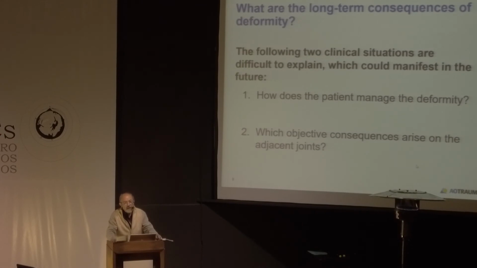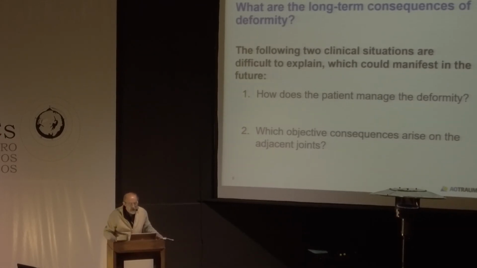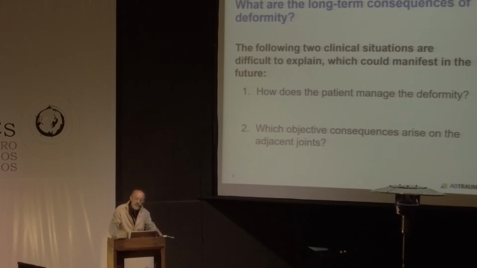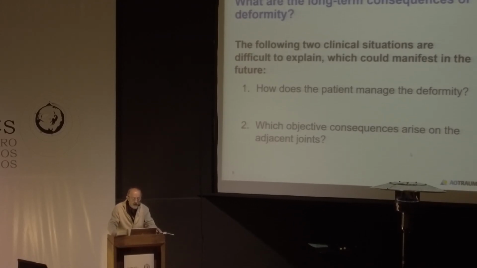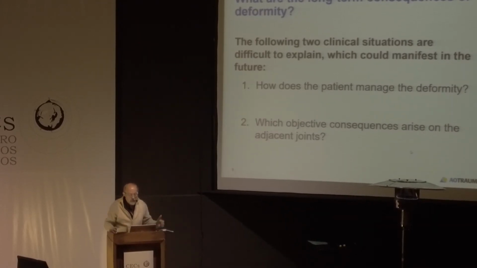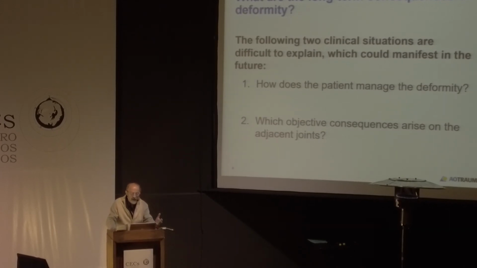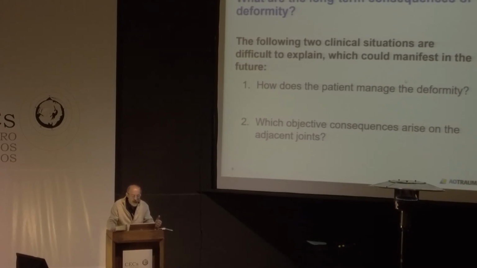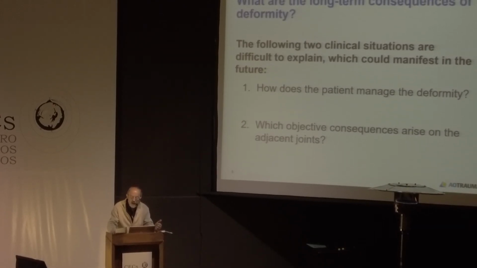And we have to think and discuss with the parents of the patient what the long-term consequences are. And this is the most important point of the deformity. I try to do this in 2 points. The following 2 clinical situations are difficult to explain, which could manifest in the future. That means, how does the patient manage the deformity? We don't know exactly, and which objective consequences arise on the adjacent joints. So we have to explain this to the parents, and not every joint has the same consequence.